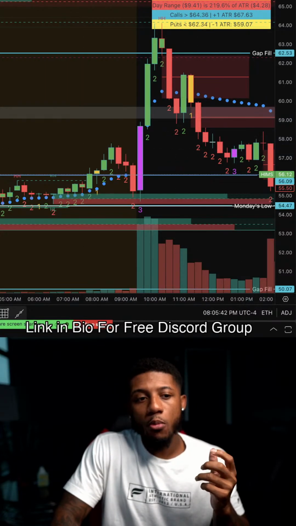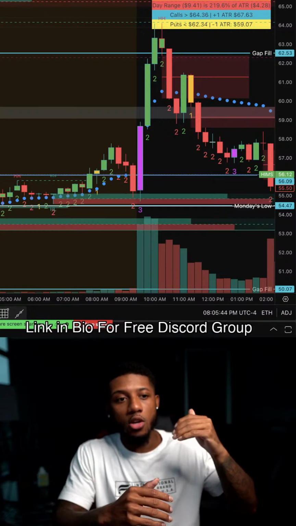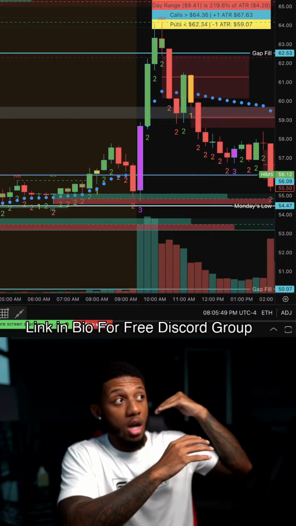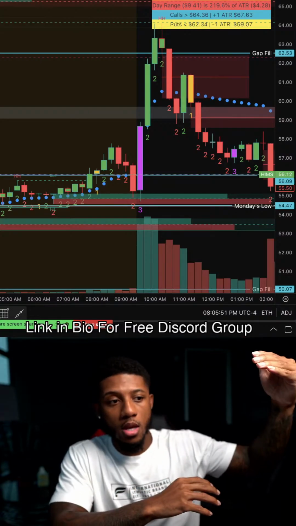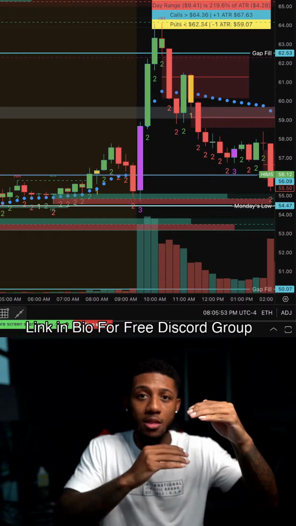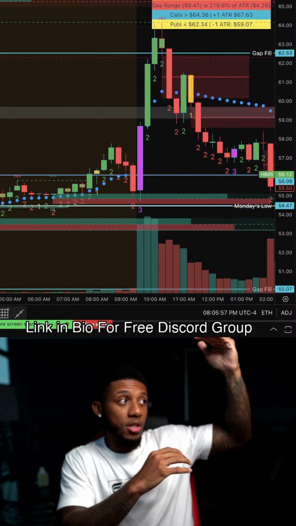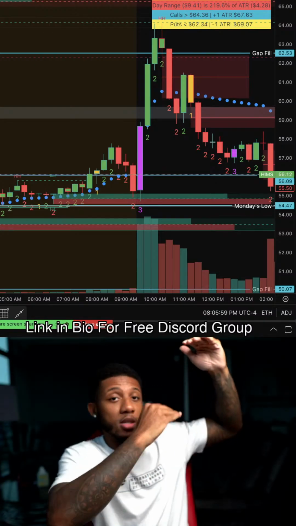So 3s, I'm more confident in 3s because you got to think. You're faking out one direction and then you're moving back through to the other side with momentum. So you're going to be a little bit more confident in taking the break of a 3. Failed 2s, you're faking out one direction, and now you're potentially moving to the opposite direction.